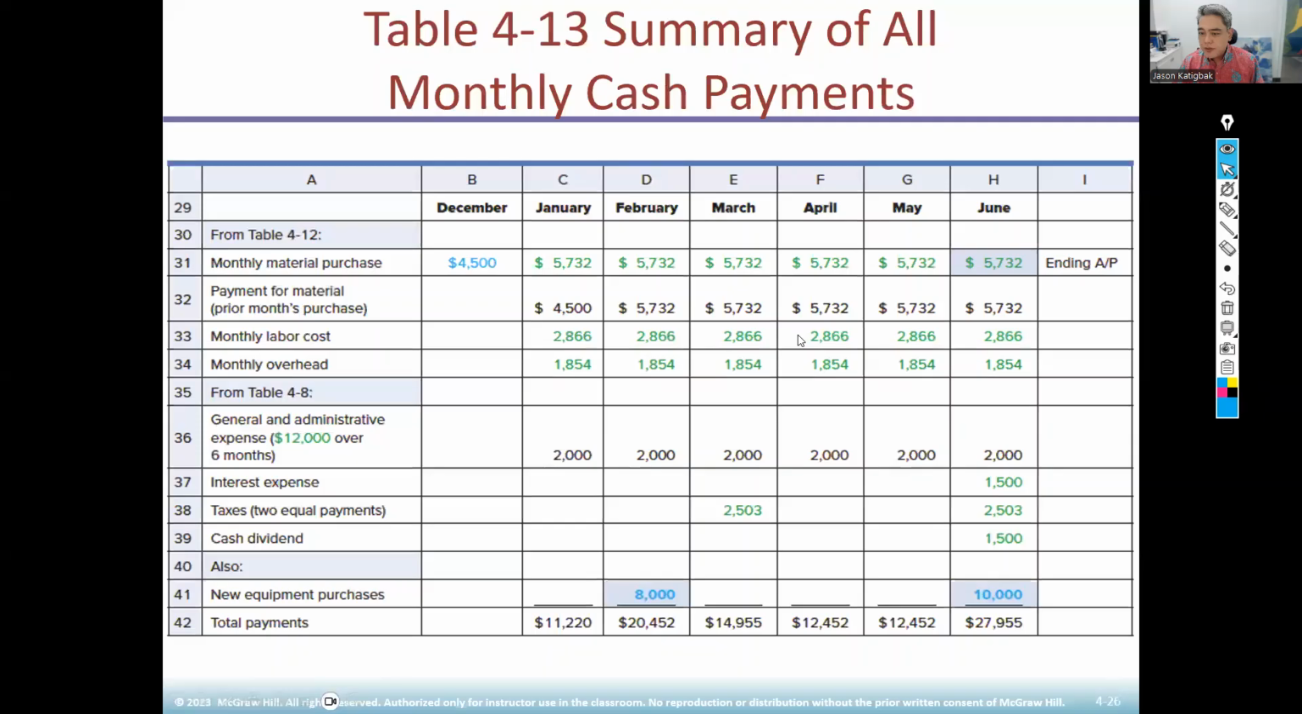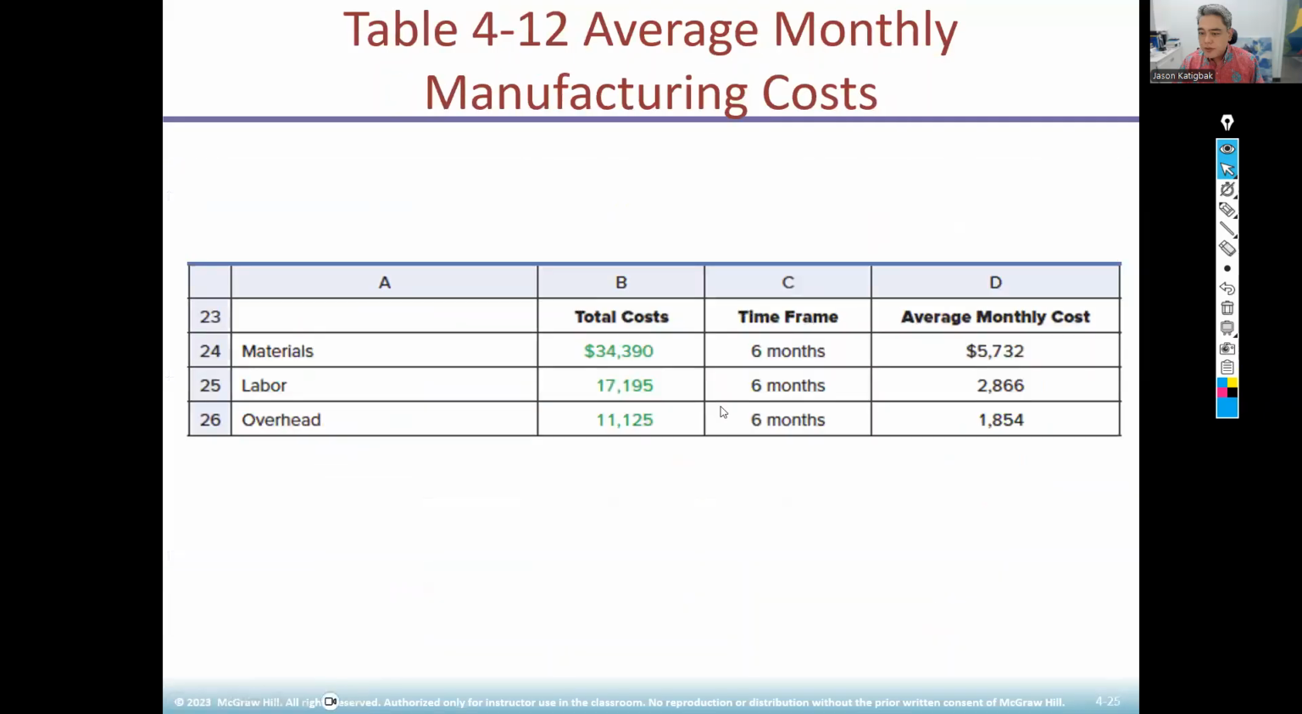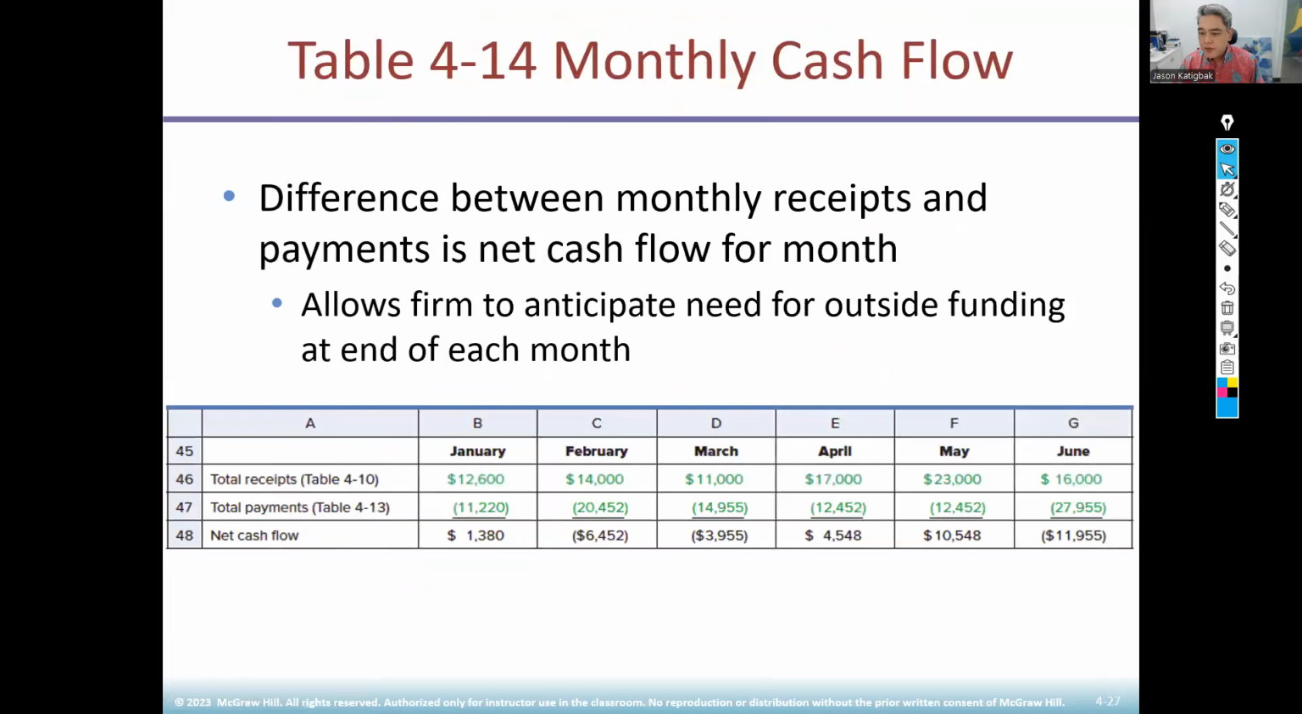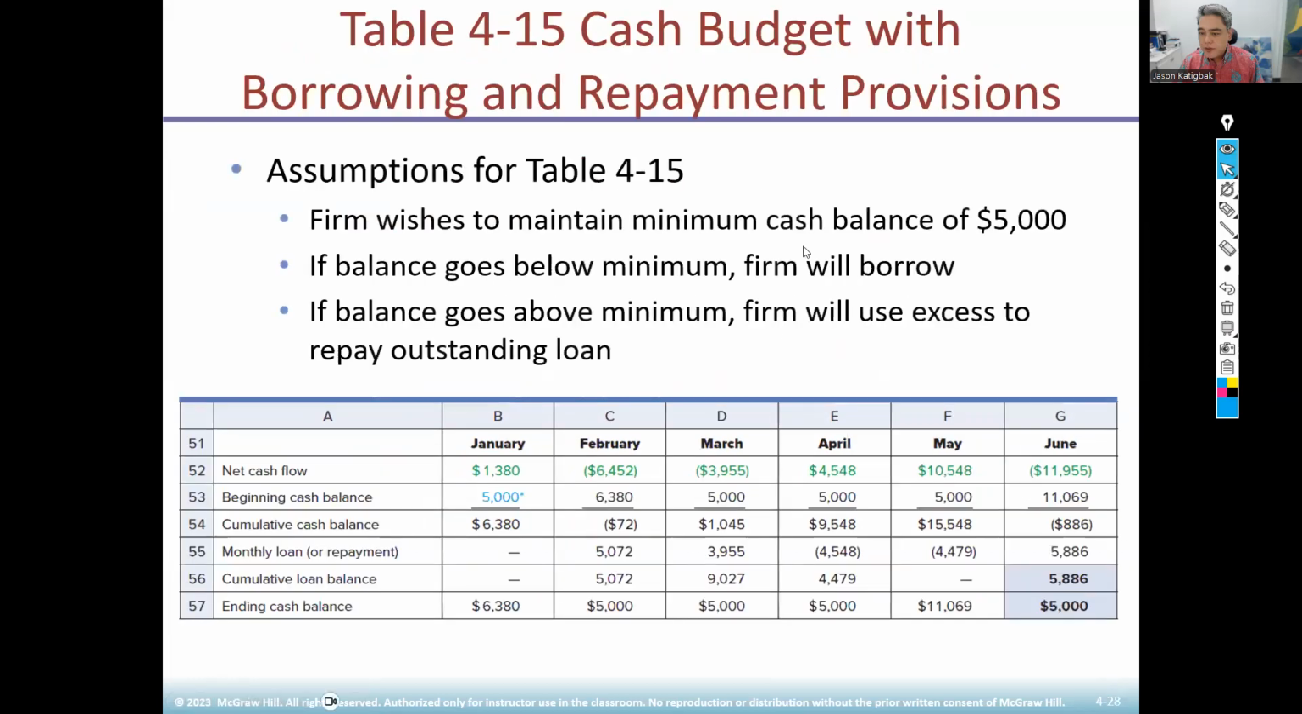So it's the same as what we did. We just want to make sure we show it. We simplified this or we expanded this one. Remember that 5,732, 2,866, and 1,854. We just expanded it. So what happens now is that there's an assumption. The assumption on the problem is that the company wants to maintain a minimum cash balance of 5,000 at any period of time.